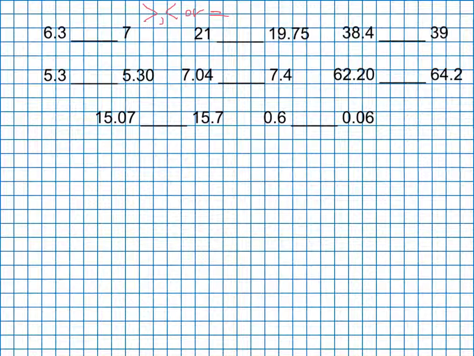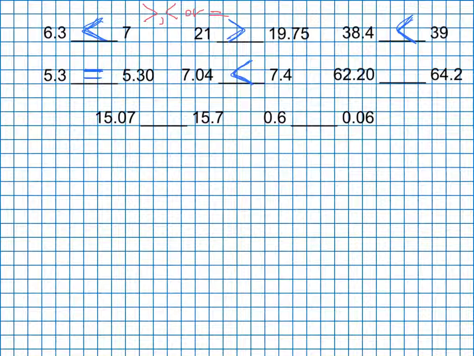Hopefully, ladies and gentlemen, you took some time to figure out what you knew and what you didn't know, and you went through this. Let's go through what we got. 6.3 is less than 7. 7 is the greater number. 21 is greater than 19 and 75/100ths. 39 is greater than 38 and 4/10. 5 and 3/10 is the same as 5 and 30/100ths. 7 and 4/100ths is less than 7 and 4/10.